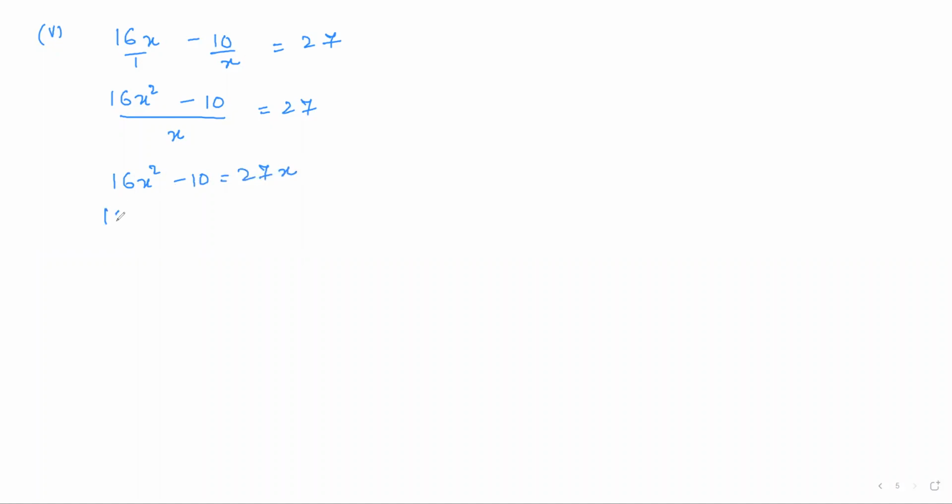Next also, fifth part. So 16x minus 10 upon x is equal to 27. Again, in this type of expression, when you have a fraction, take LCM. So take LCM, which is x, because you have 1 here, right? So this will become 16x square, 1x will be multiplied, and minus of 10 is equal to 27. Now you cross multiply. 16x square minus 10 is equal to 27x. Bring it here. So 16x square minus of 27x and minus of 10 is equal to 0.